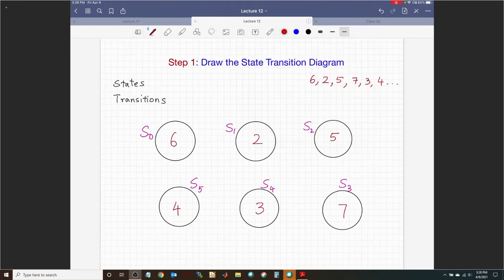Now, how is it going to go from one to the other? Well, from 6, it will go to 2. From 2, it should go to 5. From 5, it should go to 7. From 7, it should go to 3. And from 3, it should go to 4. And from 4, it should go back to 6.